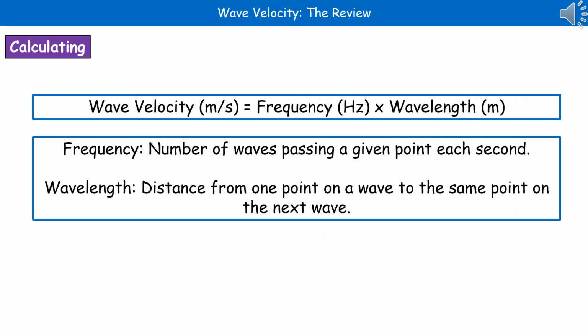The calculation we need to know for our P5 topic is wave velocity. So wave velocity in meters per second is the frequency in hertz times the wavelength in meters. Don't forget, frequency is the number of waves passing a given point each second, and the wavelength is the distance from one point on a wave to the same point on the next wave, just in case they ask you to measure the wavelength from a graph first of all.